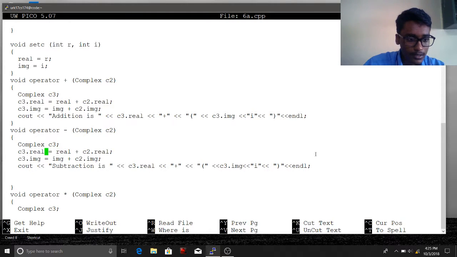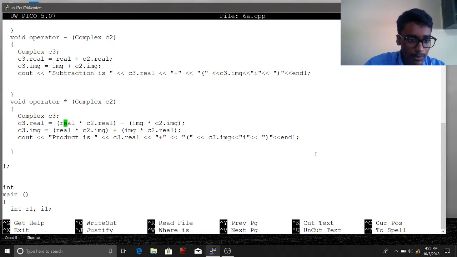Here again there is an object C3 which adds the real part and stores in C3.real, and adds the imaginary part and stores in C3.imaginary, and it prints out the output. And here in the multiplication, I have assigned c3.real to real into the argument.real minus imaginary into the argument.imaginary, and in c3.imaginary I have put real into c2.imaginary plus imaginary into c2.real, and then it prints out the product.